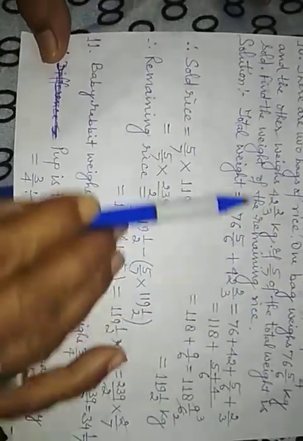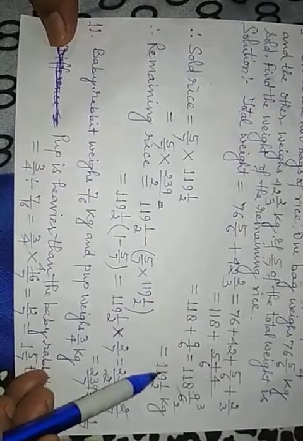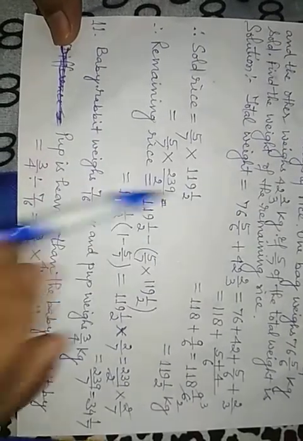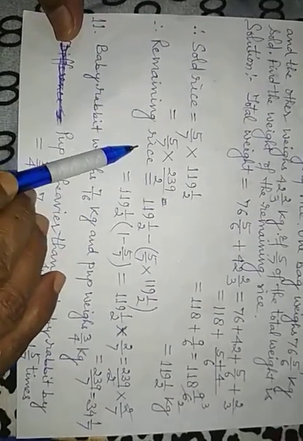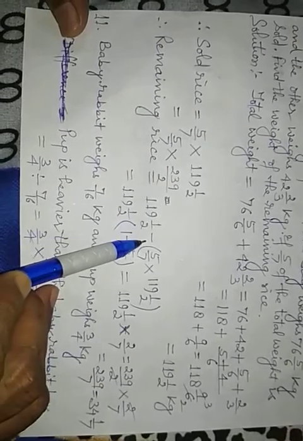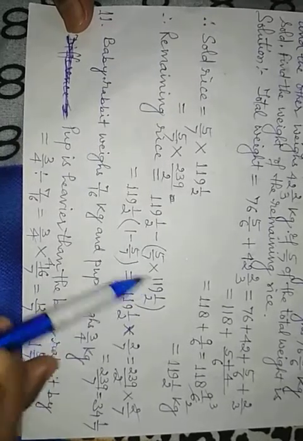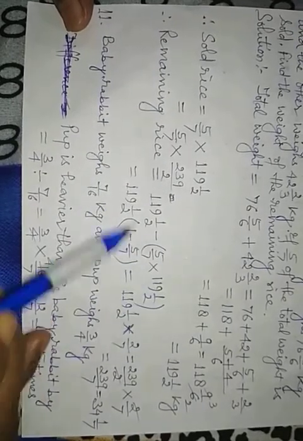5 by 7 of the total weight is sold. So sold rice will be 5 by 7 of the total, meaning this 119 whole 1 by 2. So remaining rice will be 119 whole 1 by 2 minus 5 by 7 of 119 whole 1 by 2. So 119 whole 1 by 2 is common.